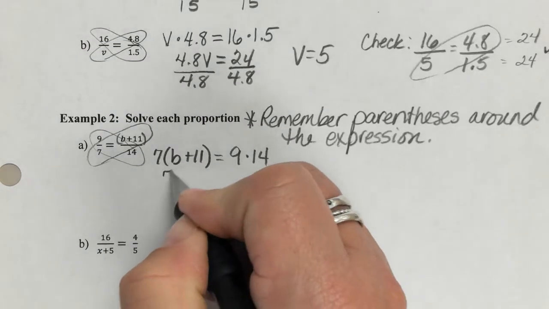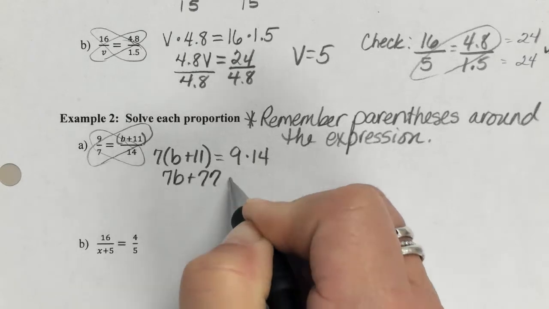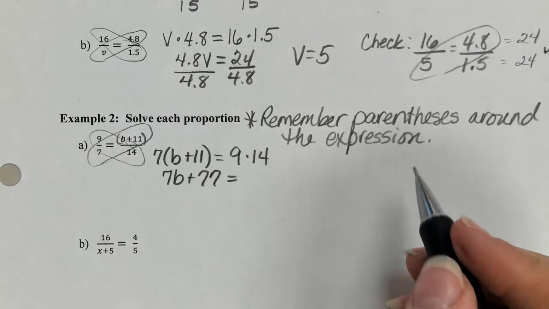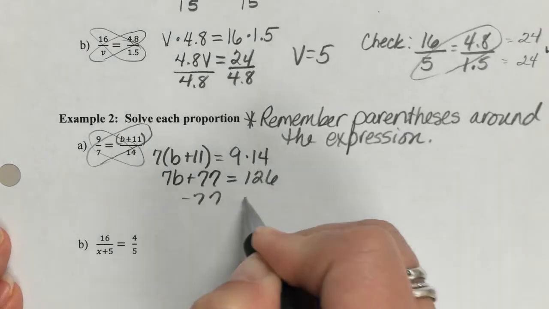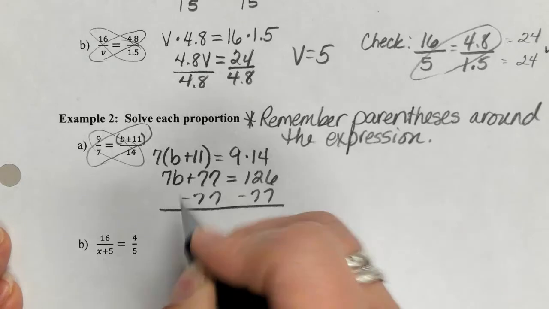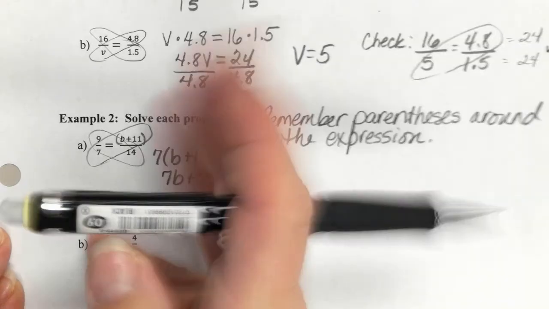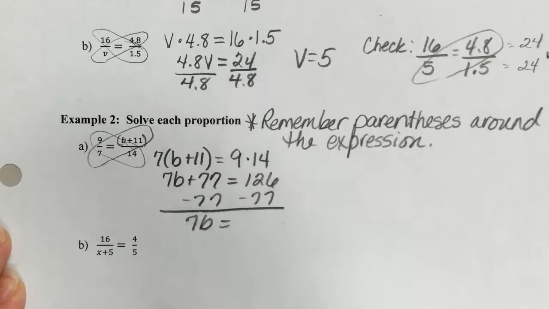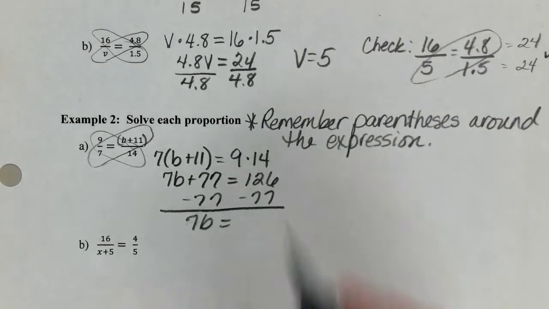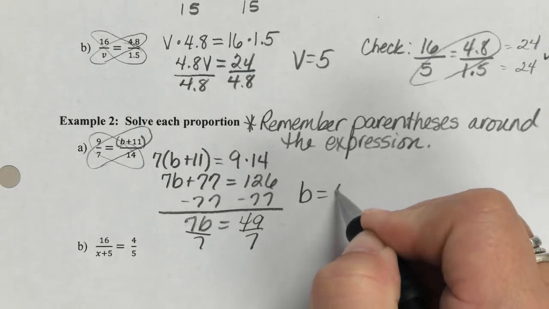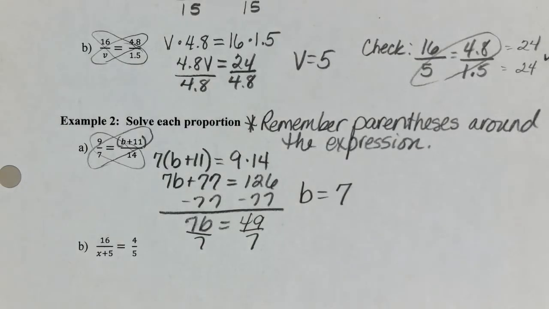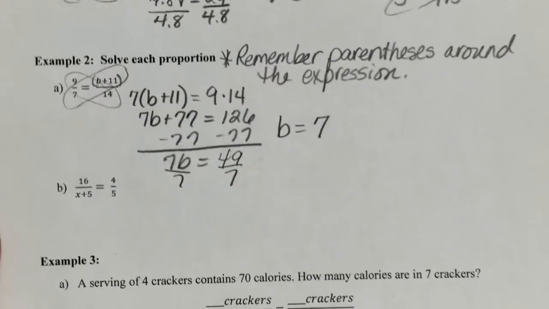So now when I distribute my 7, I get 7b plus 77 equals 126. If I subtract 77 from both sides, I get 7b equals 49. And when I divide both sides by 7, I get b is equal to 7. Now you can check this just as easily by plugging in the 7 for b in the equation, and it should work.